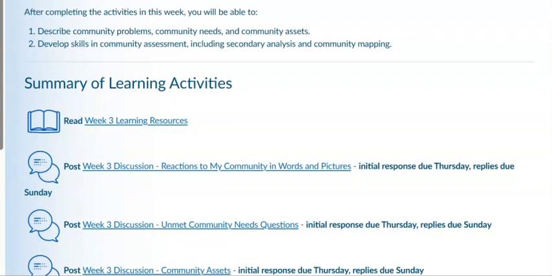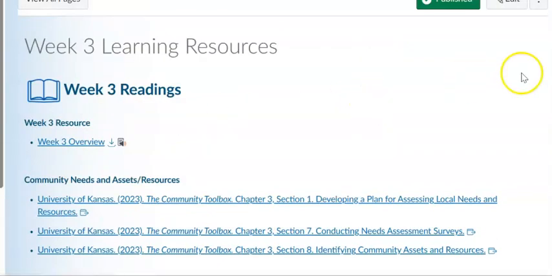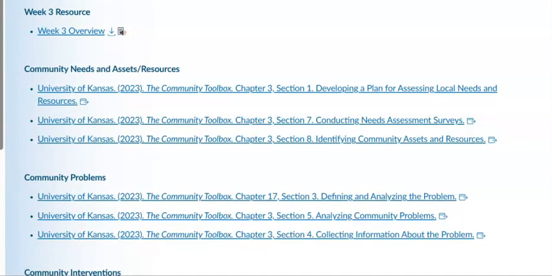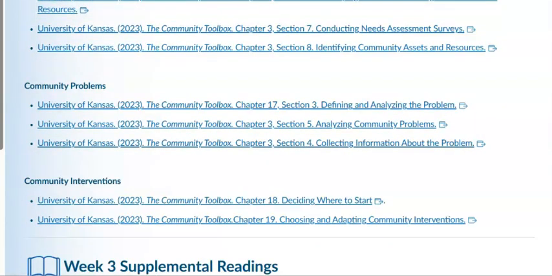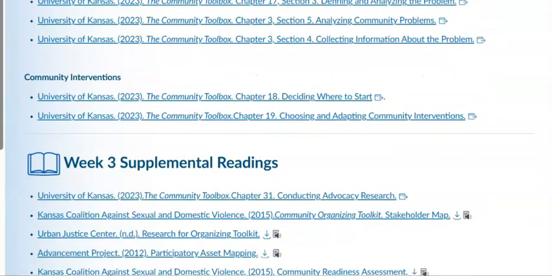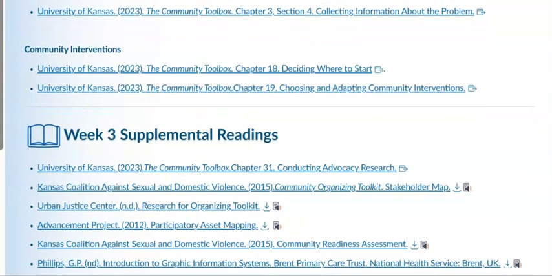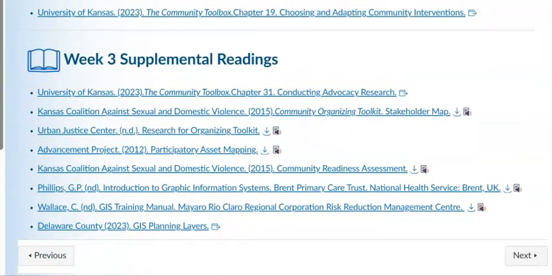So let's go to the learning resources first for this week. There is an overview that we will go over at the end. There are a number of community needs and asset resources, primarily from the University of Kansas, their toolbox. Community problems, also from the University of Kansas, and community interventions, also from the University of Kansas. There are a large number of supplemental readings that will help you in the assignments for this week.